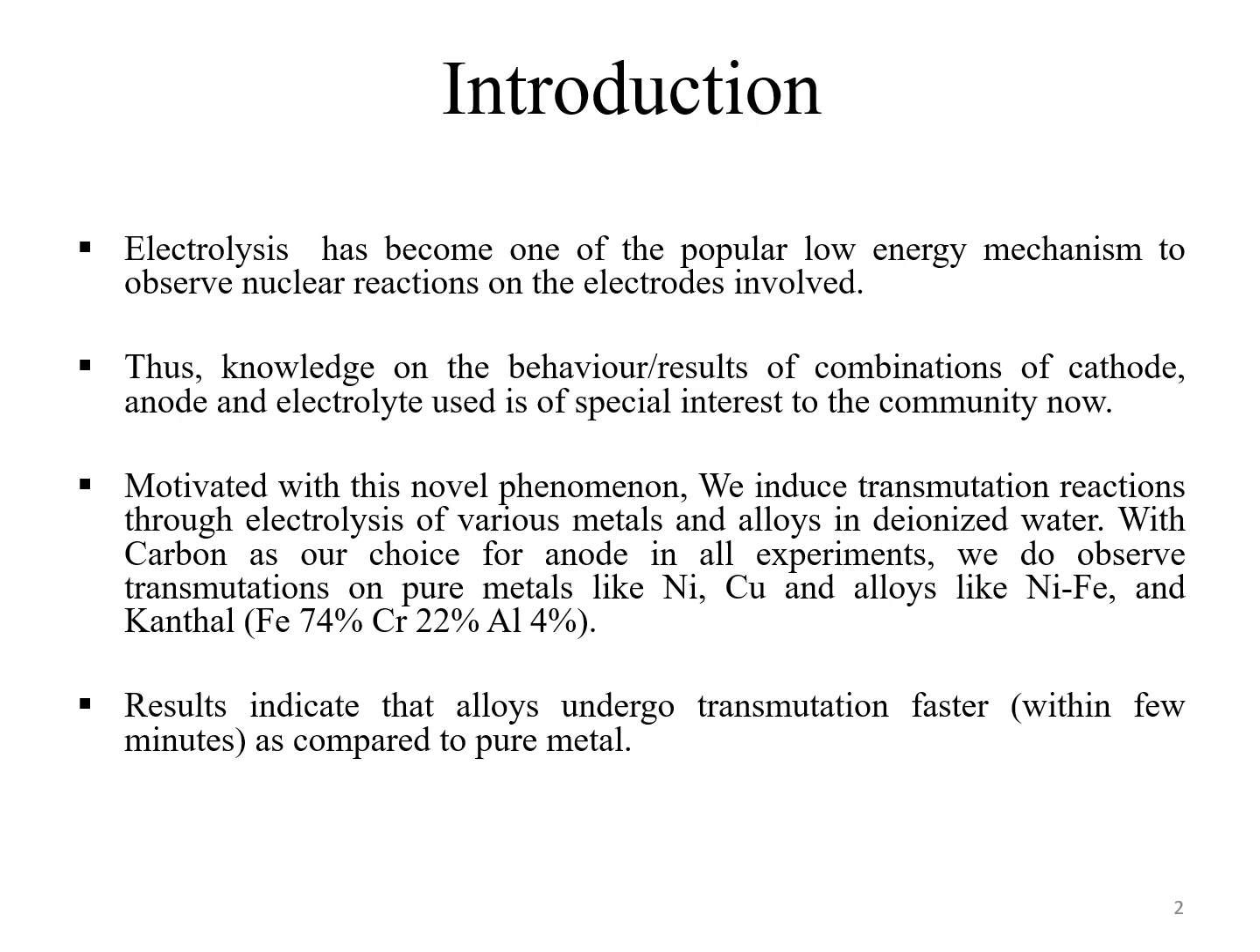With carbon as our choice for anode in all our experiments, we do observe transmutations on pure metals like nickel and copper. We also perform experiments on alloys like nickel iron and Kanthal. Besides transmutations, the results also indicate that alloys undergo transmutations faster as compared to the pure metals.